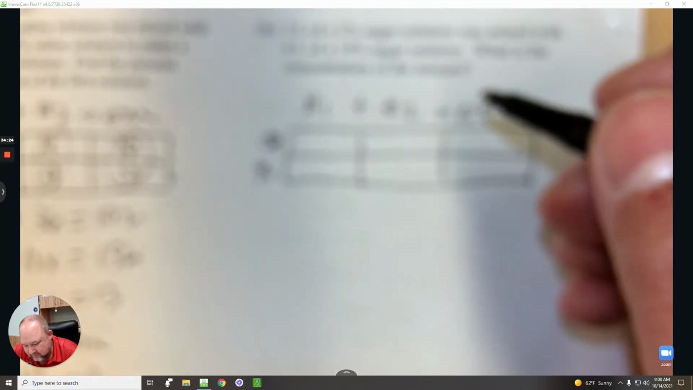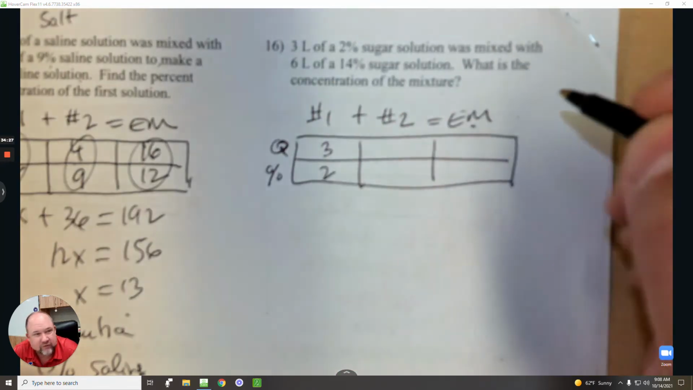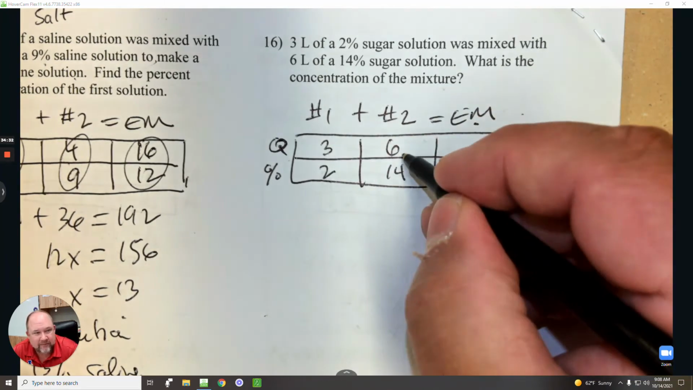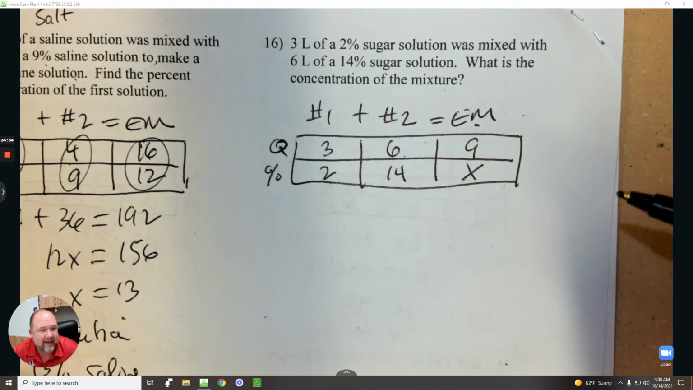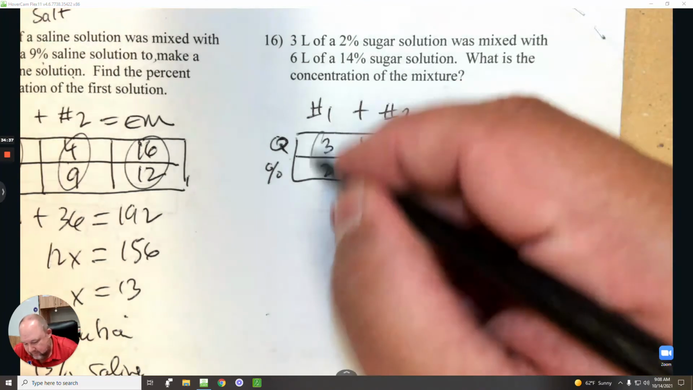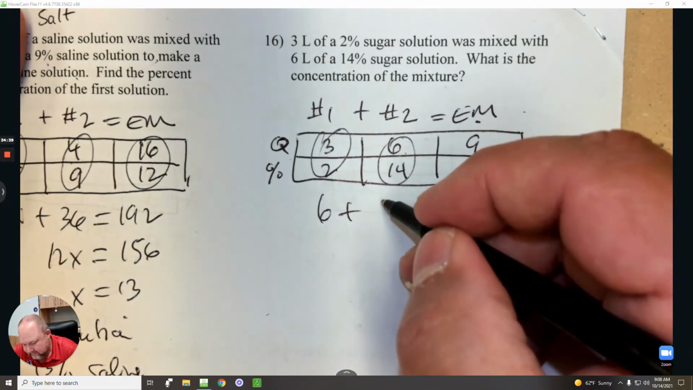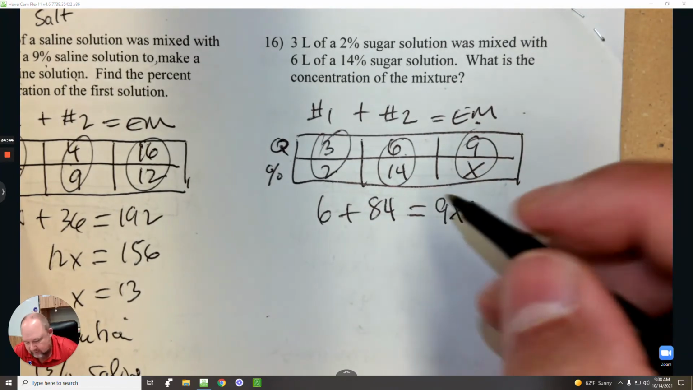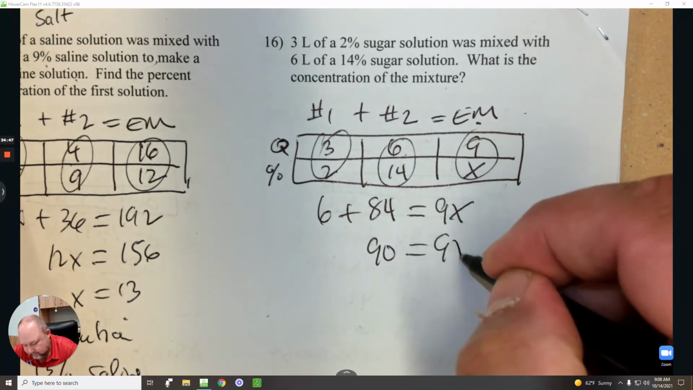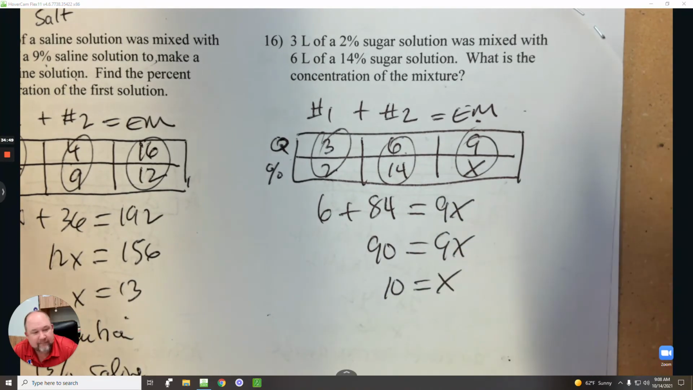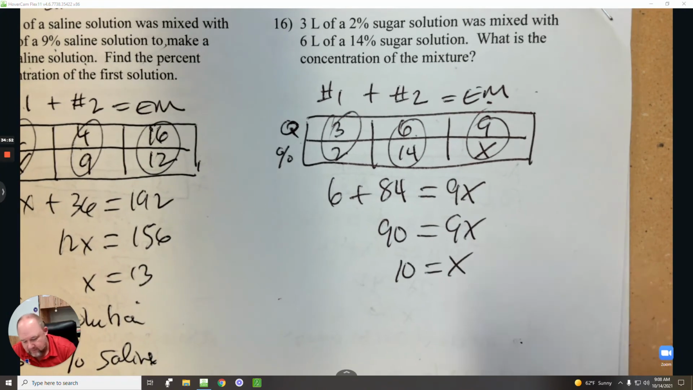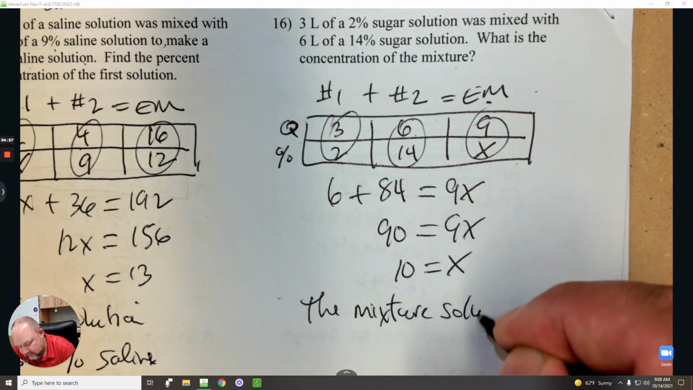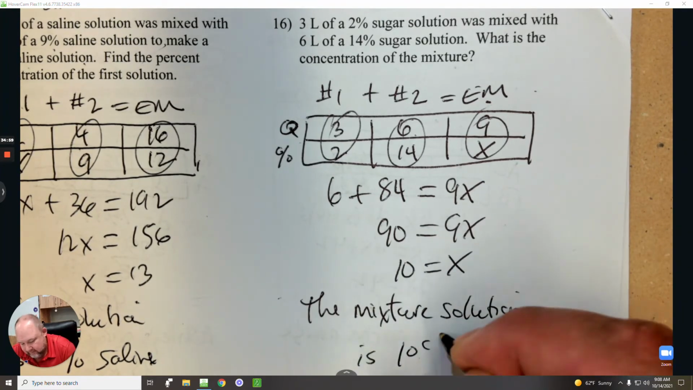So the first solution is 3 liters and a 2% sugar solution. The second one is 6 liters and 14%. So add them together, we have 9, and I want to know what the percent of the end is. So multiply, that's 6, 84. And then multiply, and that's what we're going to solve. So when we divide by 9, x is equal to 10. So the mixture solution is 10% sugar.